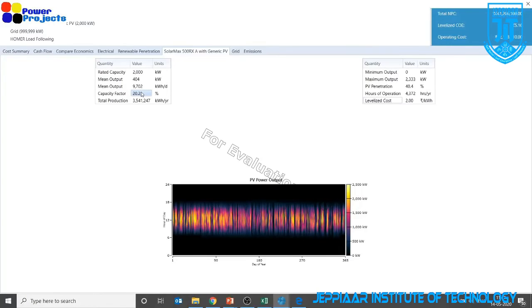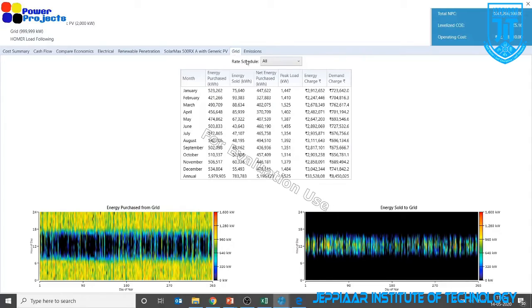Now you have many chances. You can change it to single axis tracker, dual axis tracker, and you can check how much the energy generated increases and what the plant capacity factor increase is, everything which you can see, right? When it comes to the grid, you can see almost your peak load remains the same, because the solar is coming only in the daytime. So the peak load remains the same, but you can see energy purchased, energy sold, and net energy purchased, energy charges, demand charges, all these things which you can see.